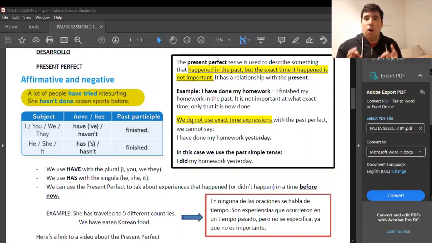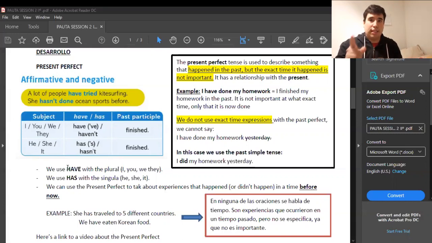Yes? Okay, so the auxiliary verbs for the present perfect tense are have and has, and their negative forms, haven't and hasn't. We use the auxiliary verb have with the subjects I, you, we, and they. On the other hand, we use has and hasn't with the third person pronouns he, she, and it.